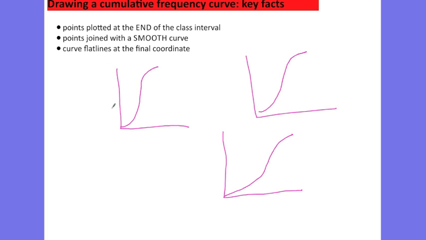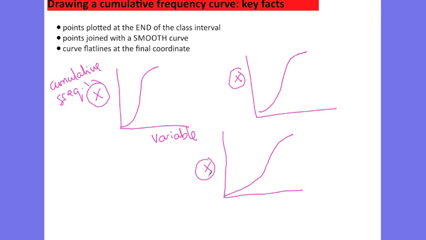Really important, on the y-axis we are always plotting the cumulative frequency. And on the x-axis, we have the variable, making sure this is plotted at the end of the class interval.